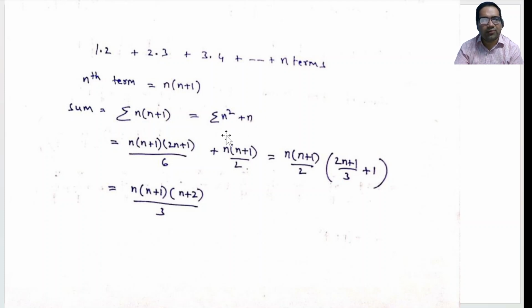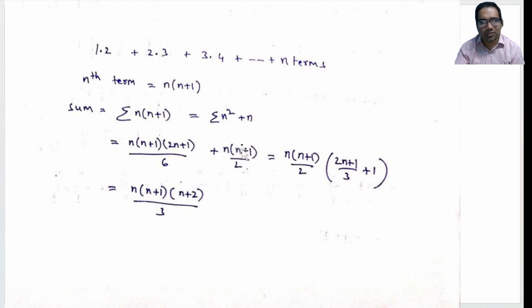What is the sum of n square? Which we have already proved: n into n plus 1 into 2n plus 1 by 6. We already have a video on this, how we proved this, and how Gauss actually proved this. The great German mathematician Gauss did this at the age of 8 itself. When he was such a kid, he proved this.